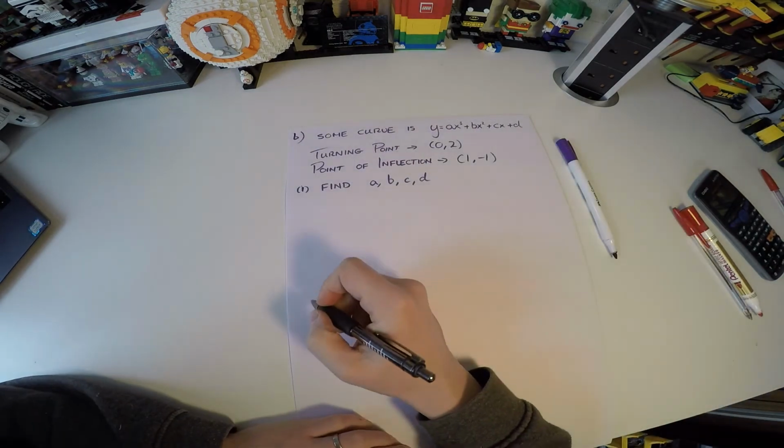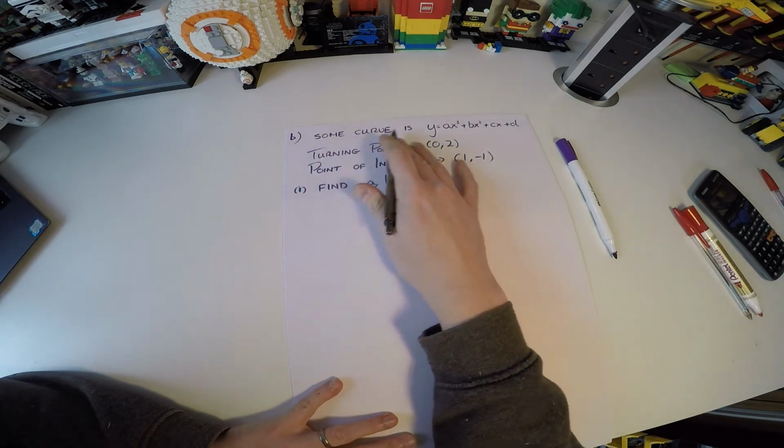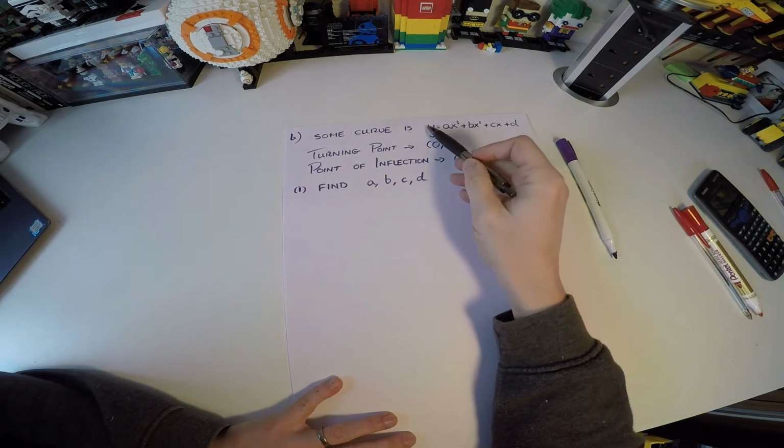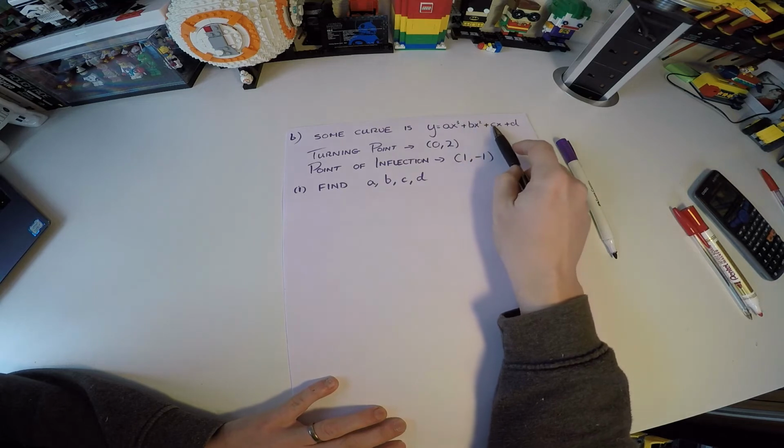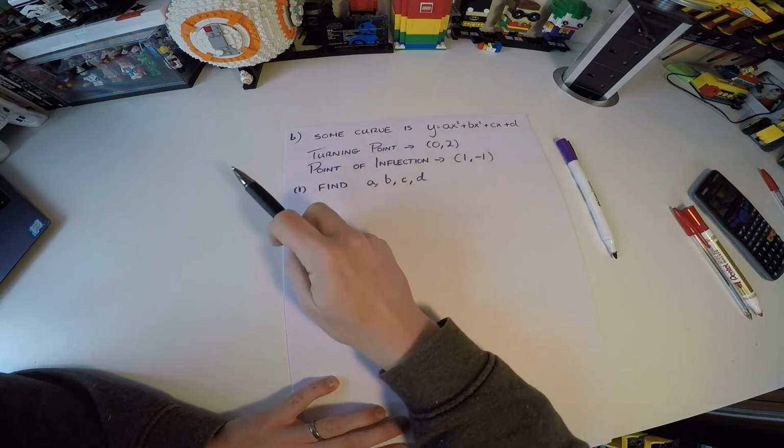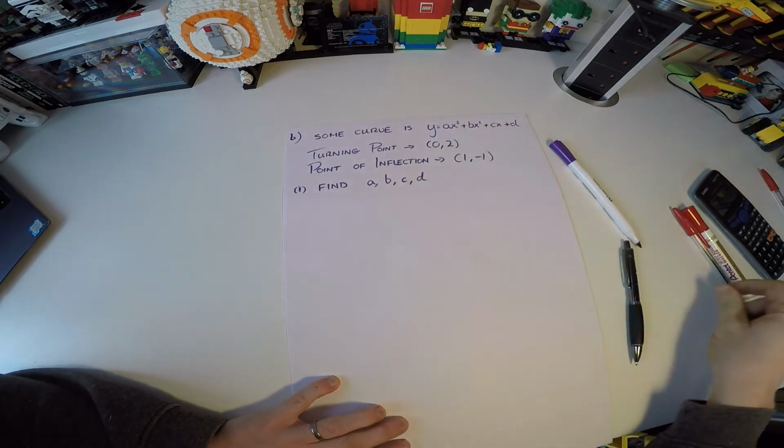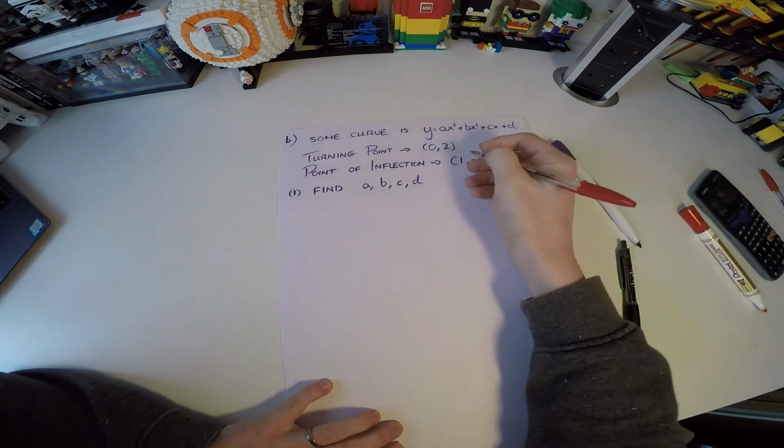Now we're on to part B, and it says you have a curve, and the curve looks something like some cubic curve, some ax cubed plus bx squared plus cx plus d, and it gives you 2 points on the curve first. The 2 points it gives you, a turning point first.